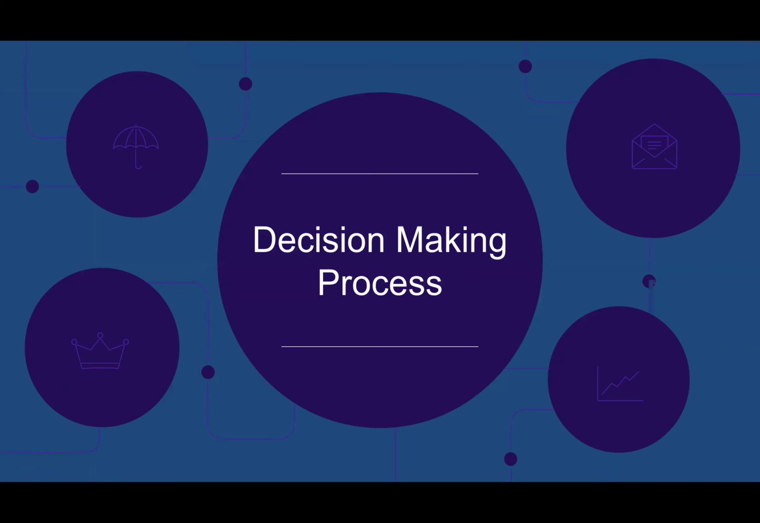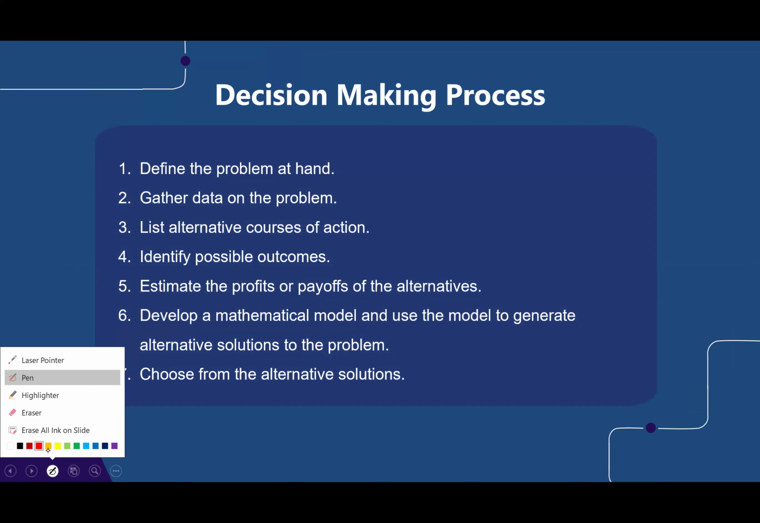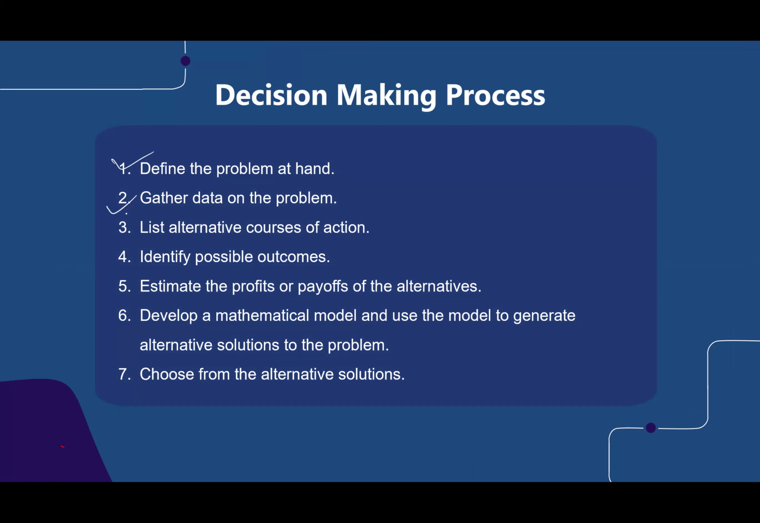So the decision-making process is also examinable. It is a 7-step process, starting with defining the problem at hand, gathering data about the problem, listing the alternative courses of action, identifying possible outcomes, estimating the profits or payoffs, then using a model, as we are going to do, to see how you can approach and solve the problem. So step number 7 is the decision-making point, where you select the best course of action.